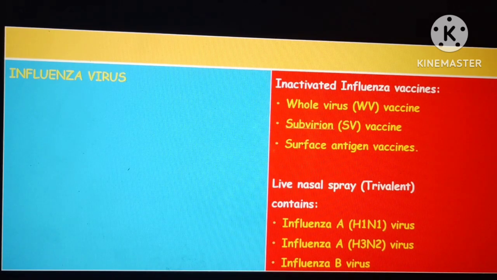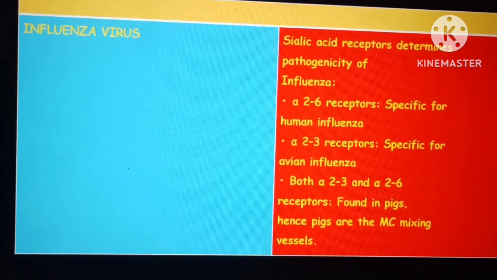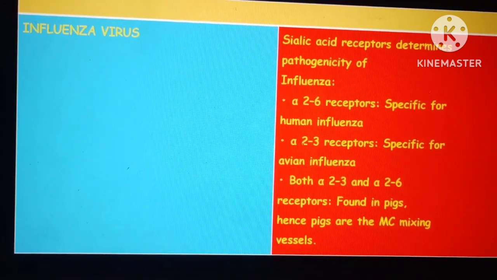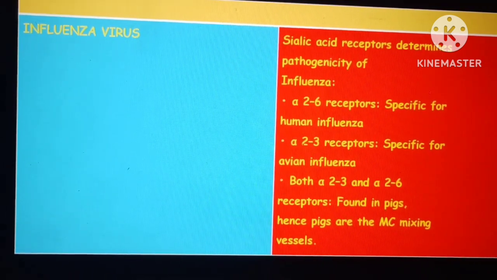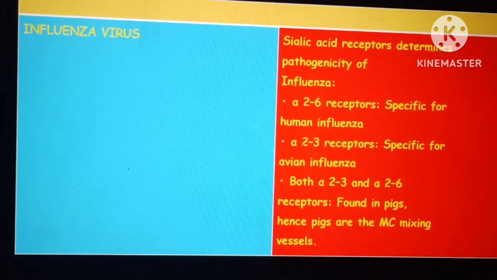So coming to the vaccines, inactivated influenza vaccines have three types: whole virus, subvirion and surface antigen, whereas the live nasal spray contains influenza A H1N1, influenza A H3N2 and influenza B virus. So coming to pathogenicity, there are sialic acid receptors. In humans it is usually alpha 2,6, whereas for birds it is alpha 2,3. But in pigs, both receptors are present, so pigs are prone to influenza virus infection.